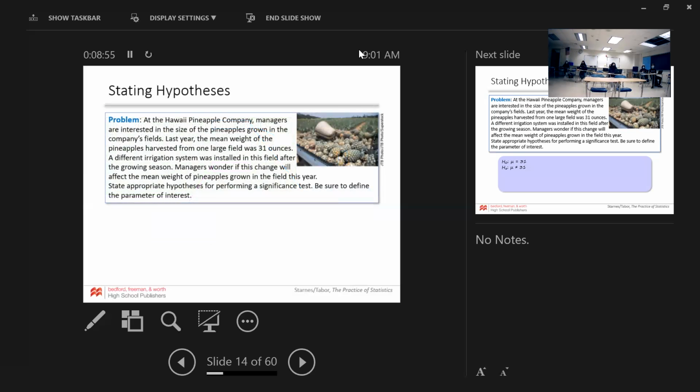So here's an example. The mean weight of pineapples was 31 ounces. Now we're going to change the watering system. So how are we going to write the null and alternate? Okay? So you grow pineapples on a farm, and then you invest money. It's going to cost money to change the irrigation system. You want to test next year's pineapple crop. Make sense? And you spent this money on water.